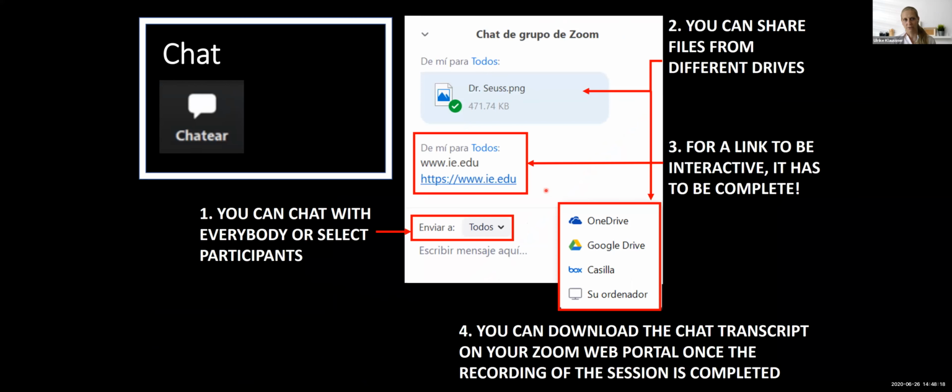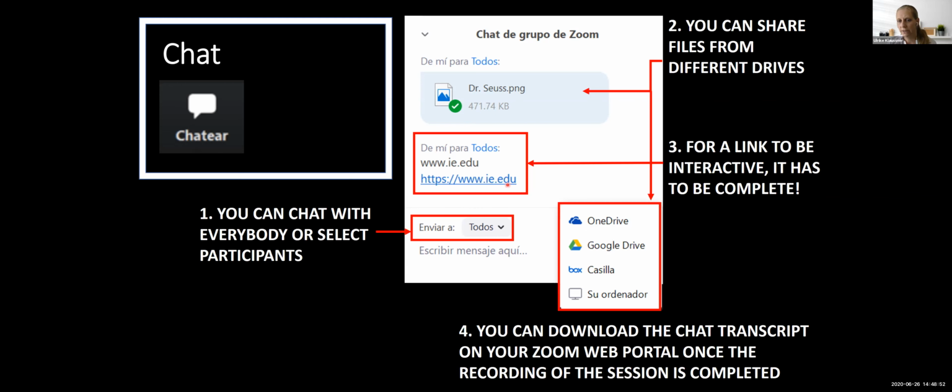And for the chat function, just a few comments. At the bottom, you can choose whether you want to write to everybody or just to some of the participants. You can share all kinds of files through the chat. You can't see the share icon because it's behind the different sources where you can take the document from. You can choose to share directly out of your drive or from your computer.